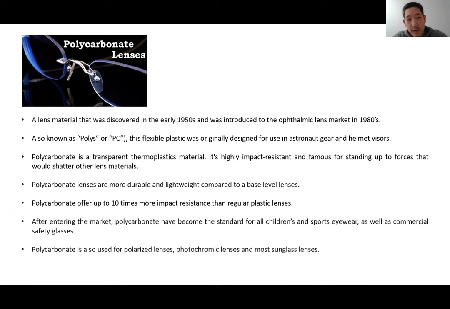If we compare polycarbonate to other plastics like 1.5 index, 1.6, 1.67 or 1.74, polycarbonate is considered highly impact resistant by comparison. Polycarbonate lenses are also durable and lightweight compared to base-level lenses. They offer 10 times more impact resistance than regular plastic lenses. After entering the market, polycarbonate has become the standard for all children's and sports eyewear, as well as commercial safety glasses. And lastly, polycarbonate is also used for different lens designs and materials, such as polarized lenses, photochromic lenses, and most sunglass lenses.